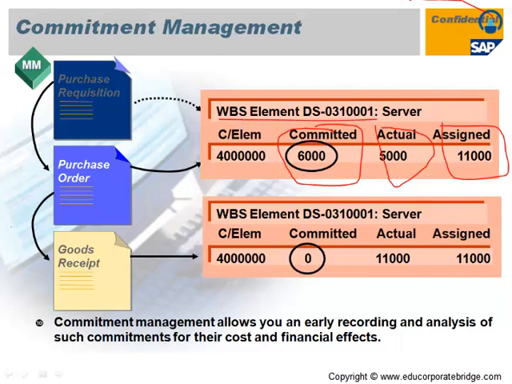Now as soon as I convert that purchase order into a goods receipt in case of a material, or a service entry sheet in case of services, your commitment automatically becomes 0 and it comes under the actuals. So as I converted the purchase order, the 6000 commitment becomes 0 and it is now shown in the actuals, that is 11000, and my assigned is also showing as 11000. That is the flow of commitment and actual in the project system module.